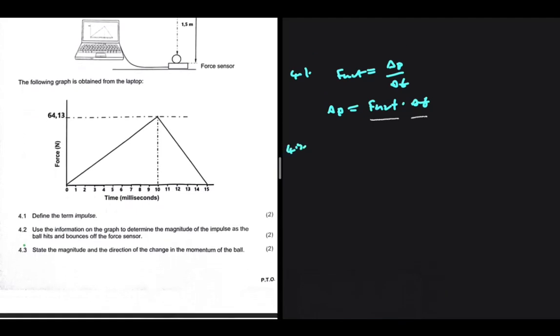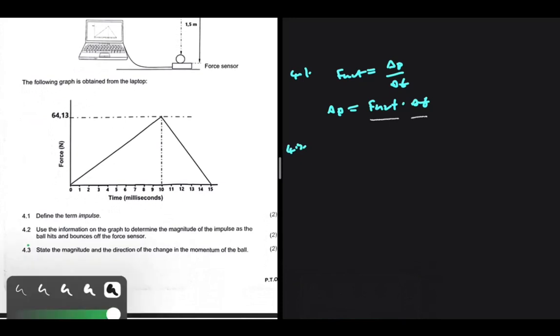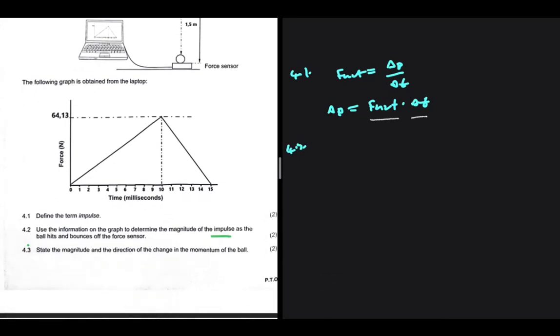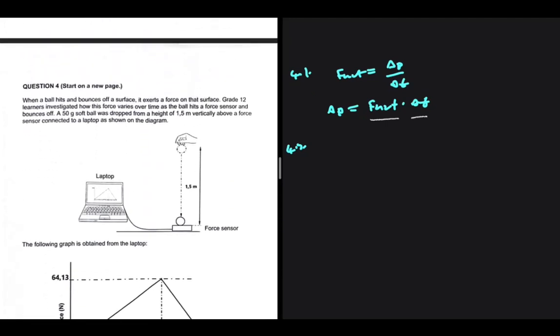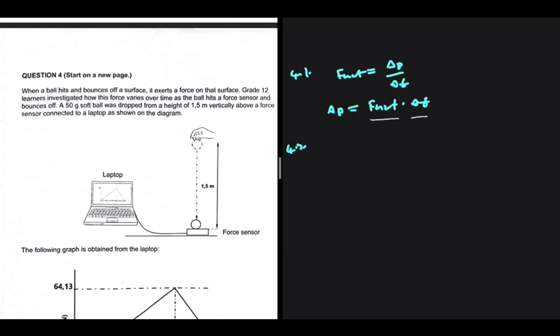Let's go ahead and take a look at 4.2. Use the information on the graph to determine the magnitude of the impulse as the ball hits and bounces off the force sensor. Right, let's go through our question statement and see what is going on. When a ball hits and bounces off a surface, it exerts a force on that surface. Grade 12 learners investigated how this force varies over time as the ball hits a force sensor and bounces off. A 50-gram softball was dropped from a height of 1.5 meters vertically above a force sensor connected to a laptop, as shown on the diagram.